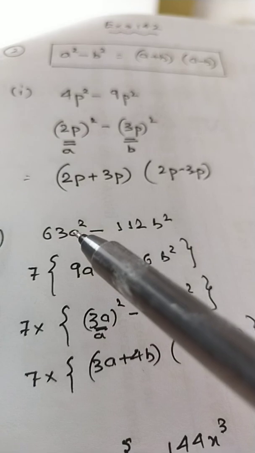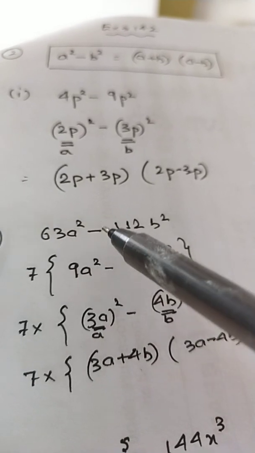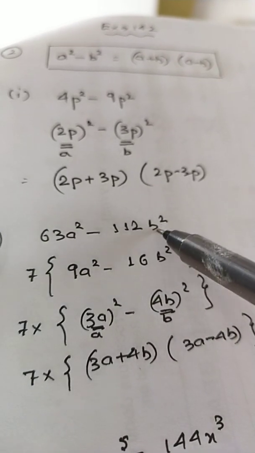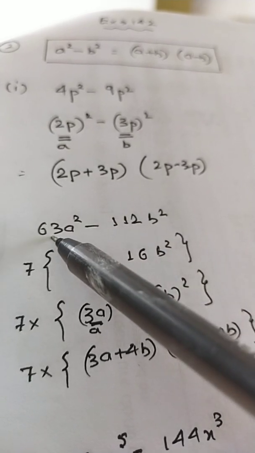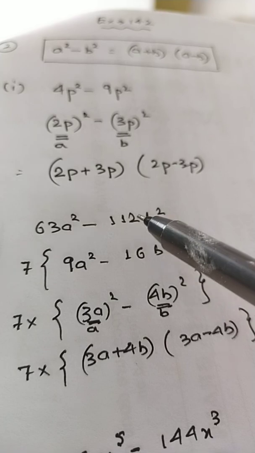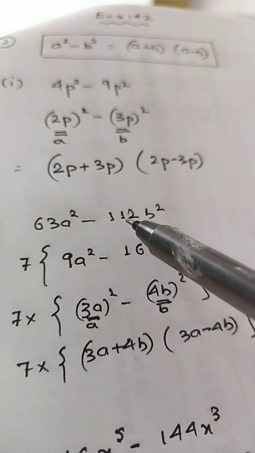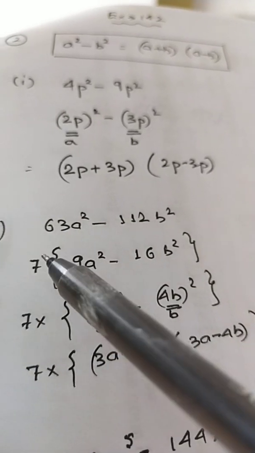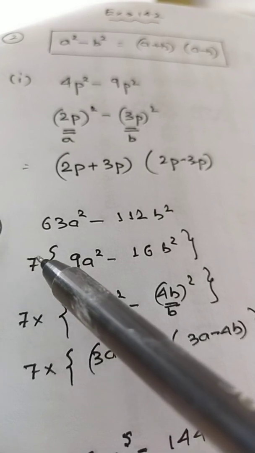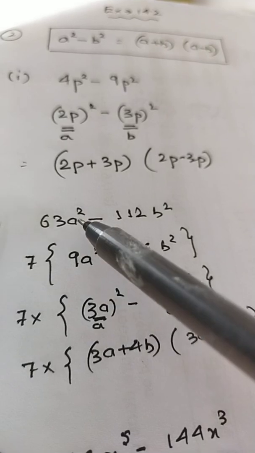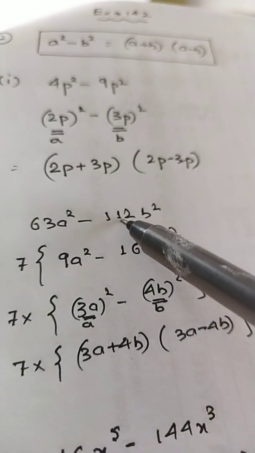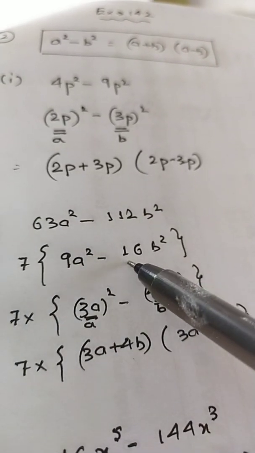Now, in sum number 2, we have 63a square minus 112b square. Now, there is no number which you multiply 2 times to get 63, and the same goes for 112 also. In this case, you have to take something common. I have taken 7 as common. Now, if you divide 63 by 7, what answer will you get? 9. Fine, 9a square. And if you divide 112 by 7, you will get 16.